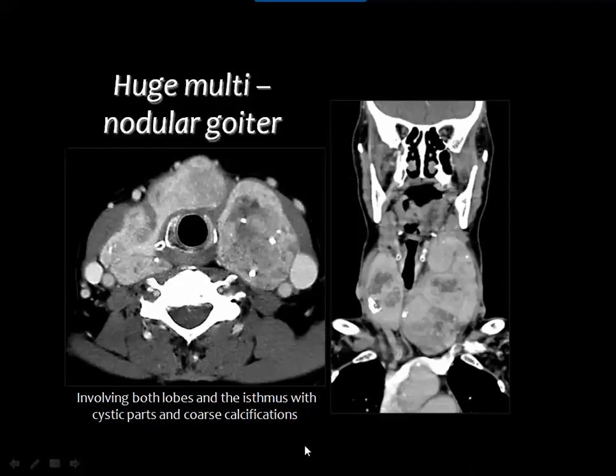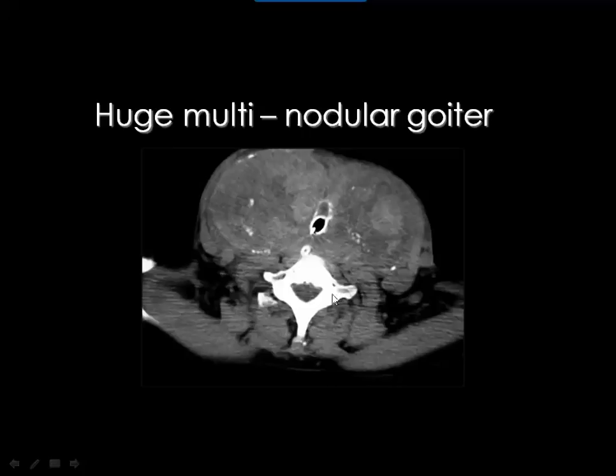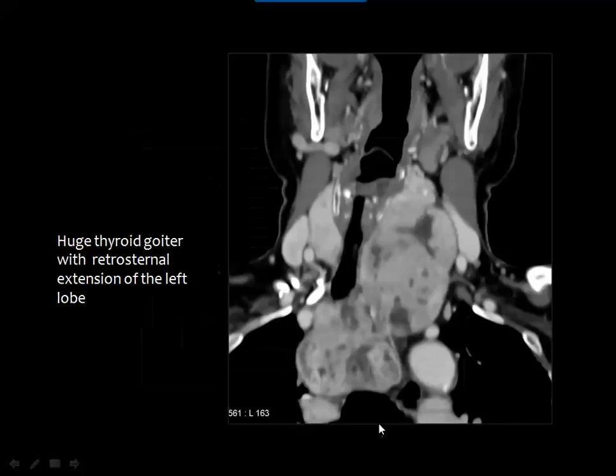And this is a huge multinodular goiter affecting the isthmus, the left and the right thyroid lobes. But the left lobe is markedly enlarged, as you see here, with nodules containing hypodense colloid and also foci of matrix calcification. Huge multinodular goiter affecting both thyroid lobes, markedly compressing the trachea, and this is the endotracheal tube.